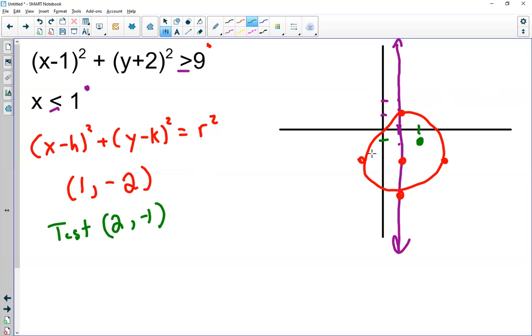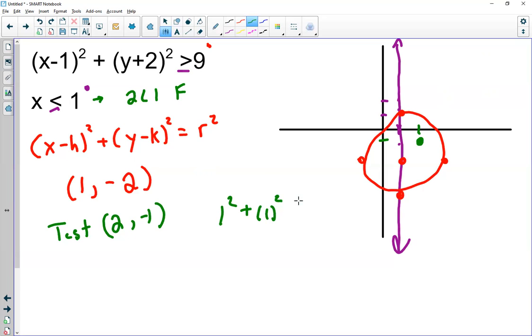All right. So let's test 2, comma, -1. I'm going to plug in a 2 here. Let me do the bottom one real quick. So that's 2 is less than 1. Is that true? That's false. Okay. Let's plug it in here. I'll do it on the side. So 2 minus 1 is 1 squared. And then -1 plus 2 is also 1 squared.